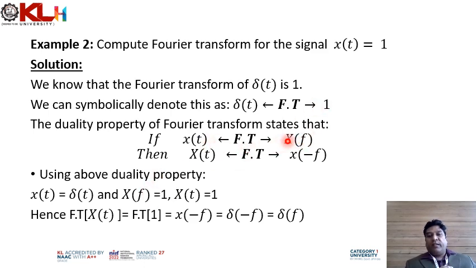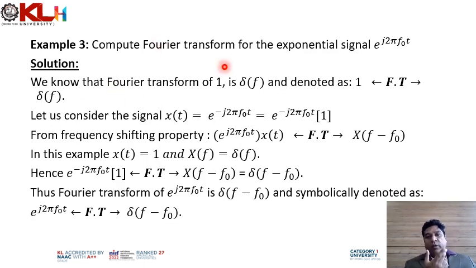And if we take this capital X of f and write it in the time domain, it will be capital X of t, which will again be 1. Then the Fourier transform of this capital X of t, which is the Fourier transform of 1, will be x of minus f, and x in our problem is delta, so we will get delta of minus f. The delta of minus f is equal to delta f because delta is an even signal. Therefore the Fourier transform of the signal 1 is delta f.